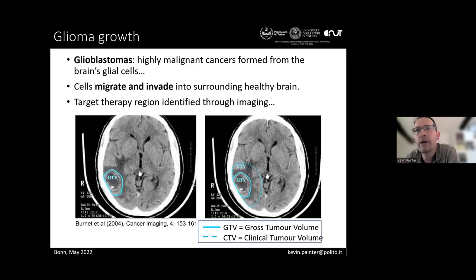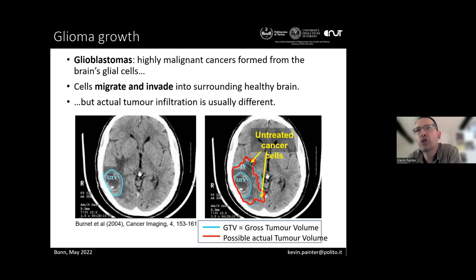And as I explained in that very first lecture, because they spread in a very anisotropic fashion, the actual spread of the cancer is often very distinct from the area to which they apply treatment. They apply treatment over some area that is based on what they can see from imaging, but the actual spread is likely to be different, and that leads to cells that remain untreated.